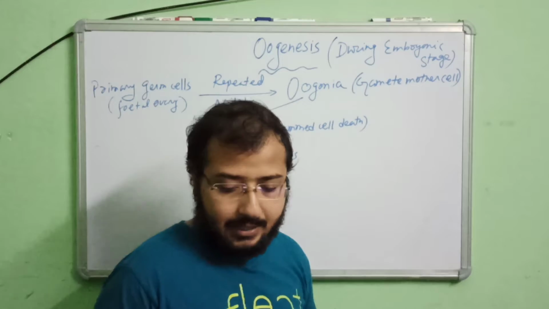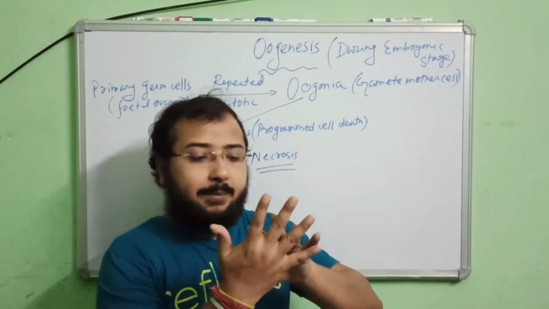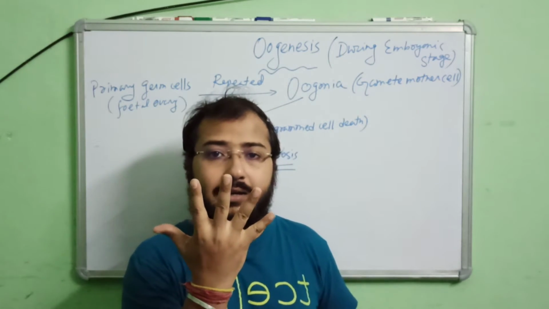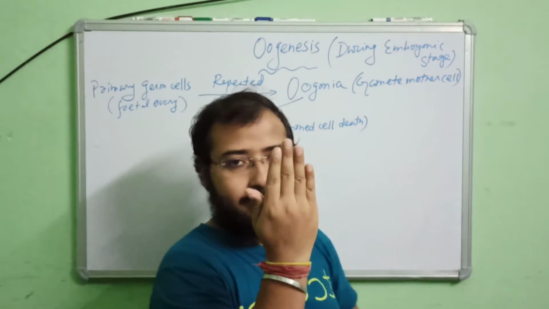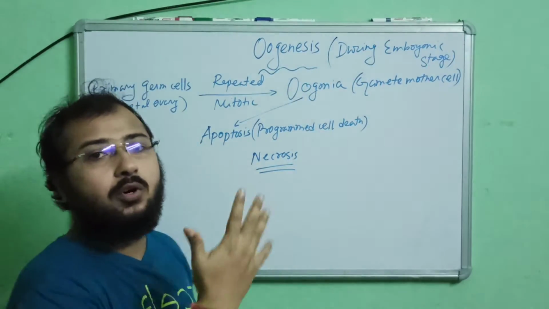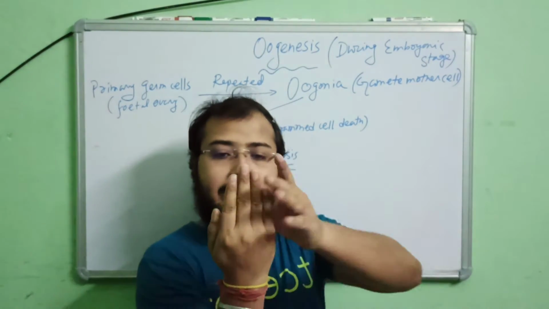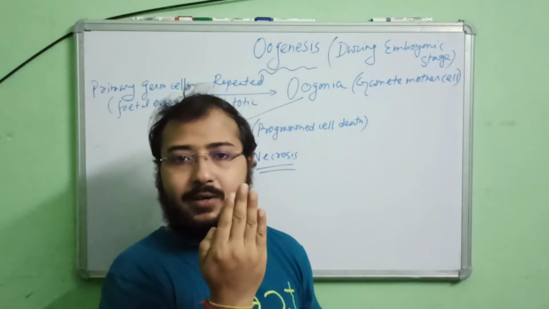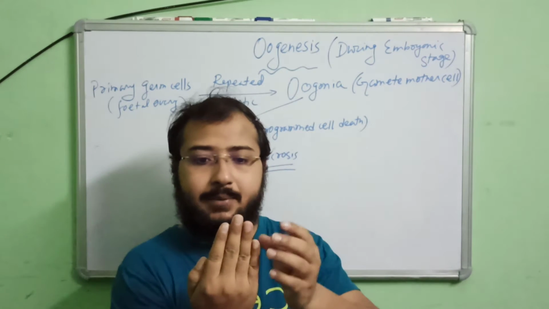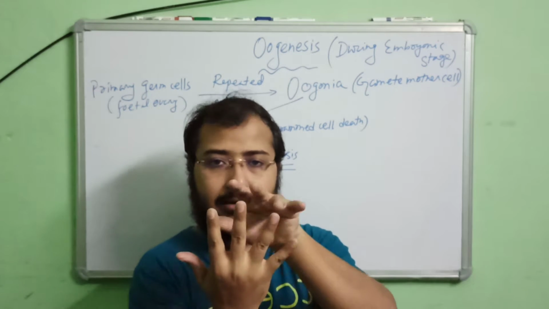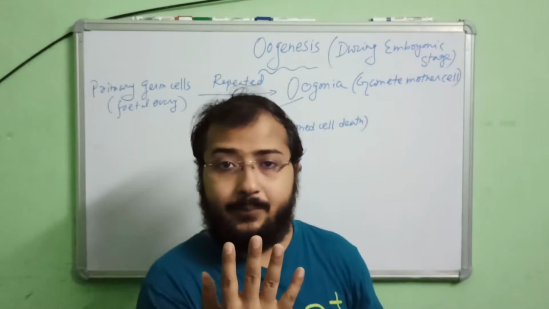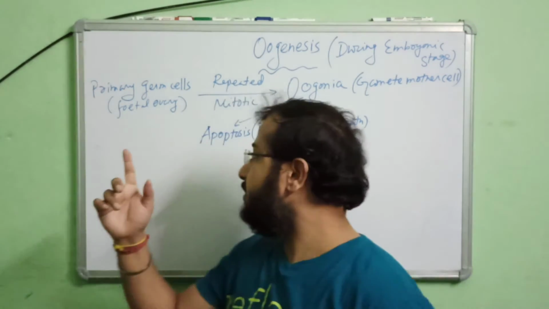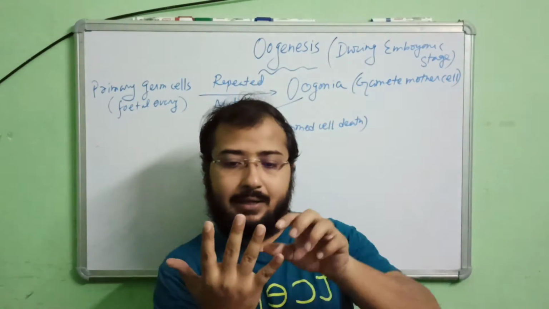I am giving a very good example. Behind the separation of the five digits, apoptosis works. The cells were all together, simultaneously arranged like this, in the embryo. Now, in between the digits, the cells are supposed to die. Then only will the separation of the digits come. So apoptosis is the process that helps in this.